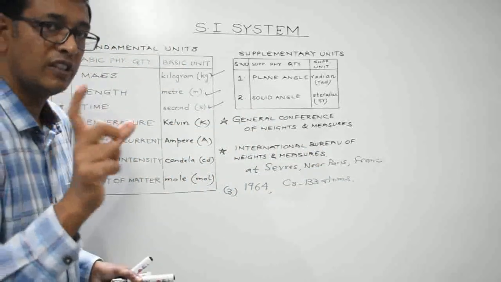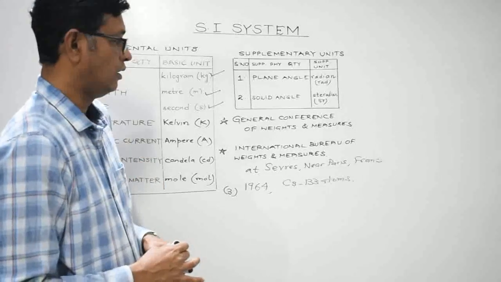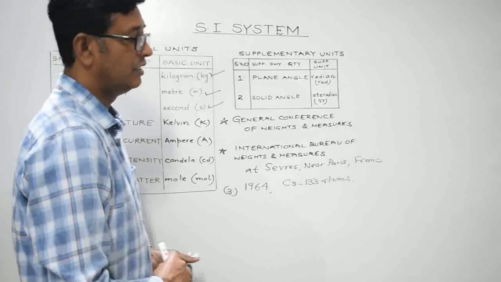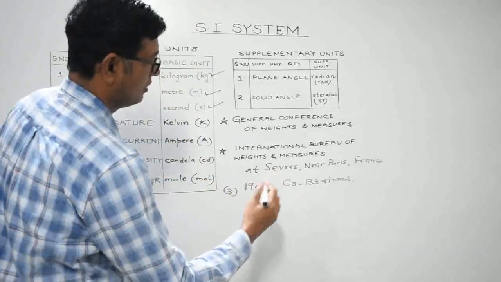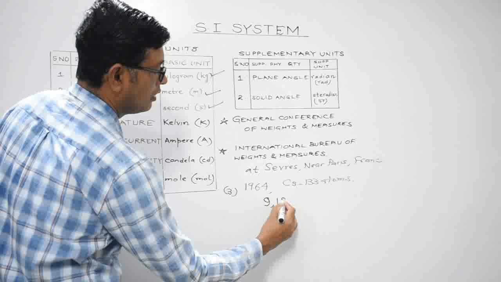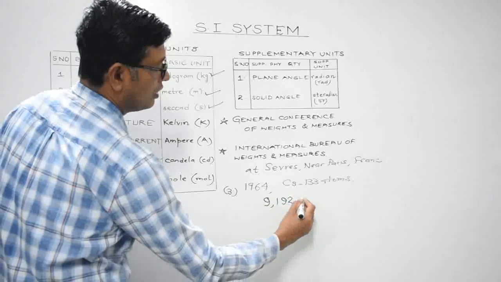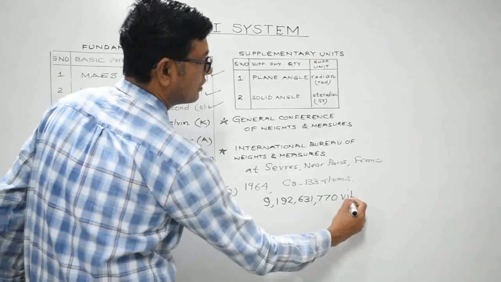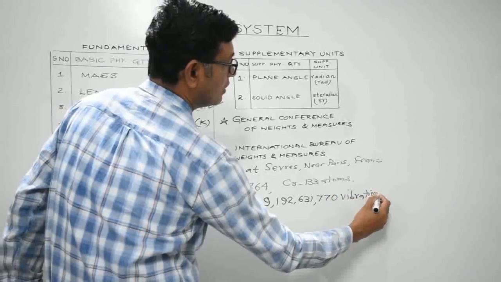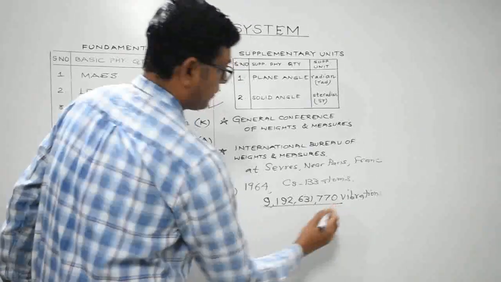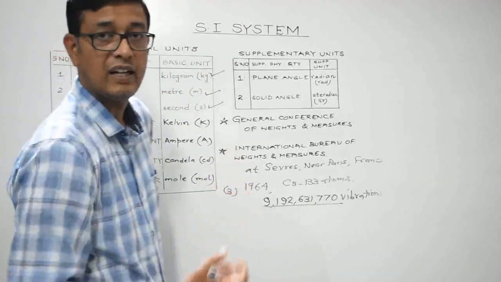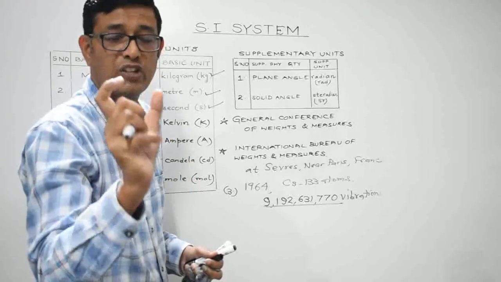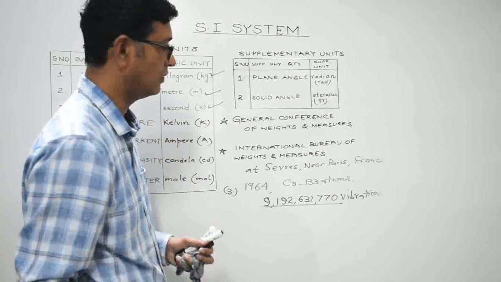So let's concentrate on the definition now. 1 second is the duration of 9,192,631,770 vibrations. You need to remember this. 1 second is defined as the duration of, it's the unit of time, so it must be denoting the duration, the passage of time that has elapsed.